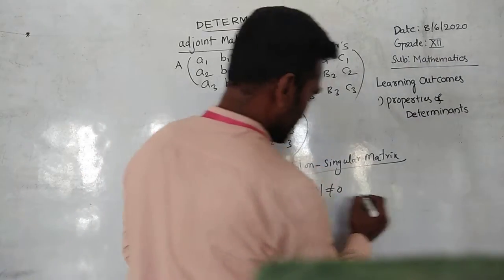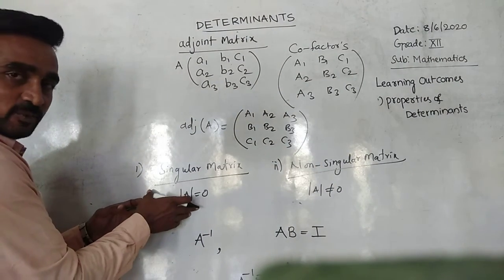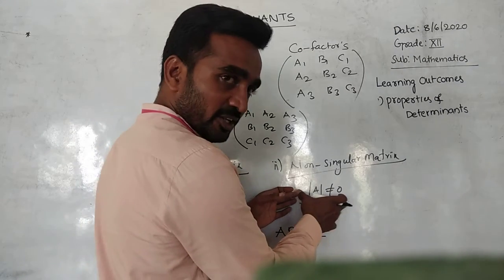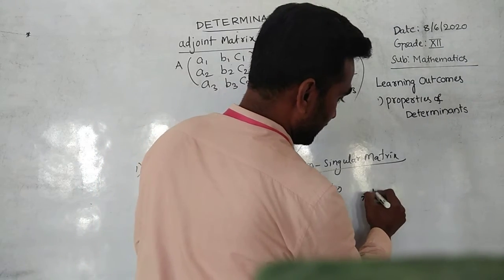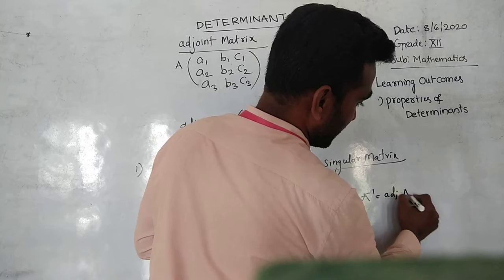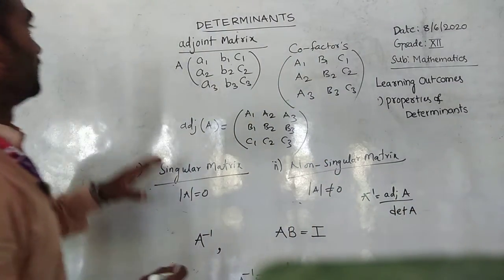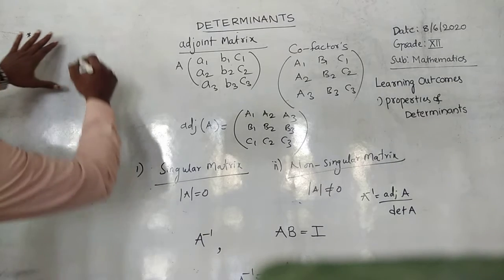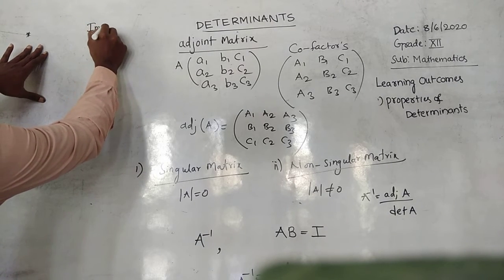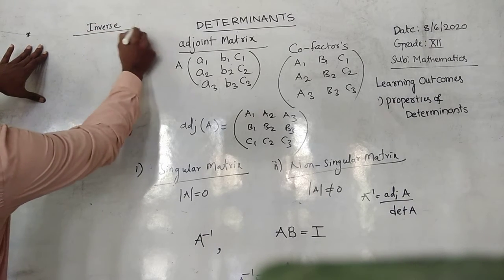How to find A inverse? If singular, the inverse does not exist. Only if non-singular, the inverse exists. Then A inverse is equal to adjoint A by det A. Okay. Next, how to find A inverse, the inverse of matrix A, inverse matrix.